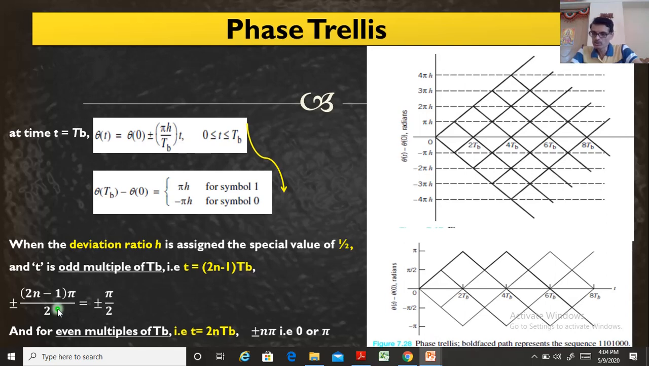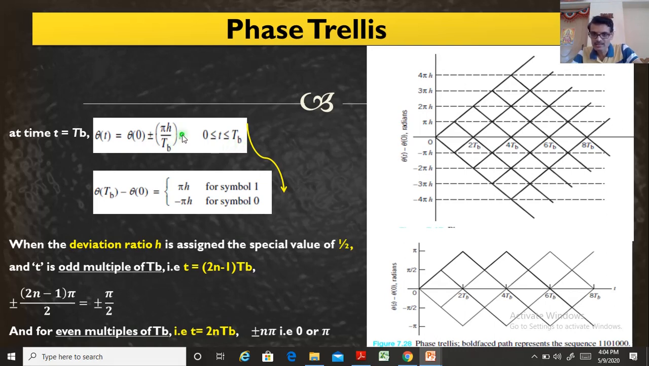Plus or minus 3 pi by 2 is equal to minus or plus pi by 2. If n is equal to 3, I get plus or minus 5 pi by 2, which is again equal to plus or minus pi by 2. So for different values of n, this remains plus or minus pi by 2, and this happens for an odd multiple of TB with h equal to half. Fine. For an even multiple of TB, t is equal to 2n TB.